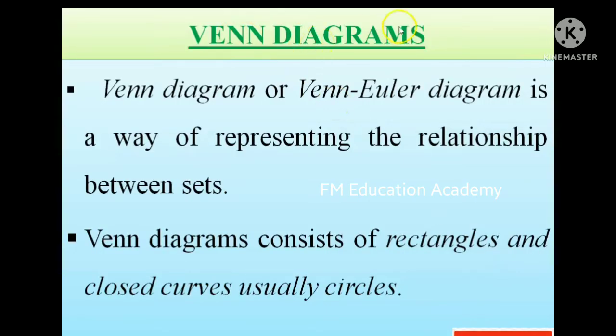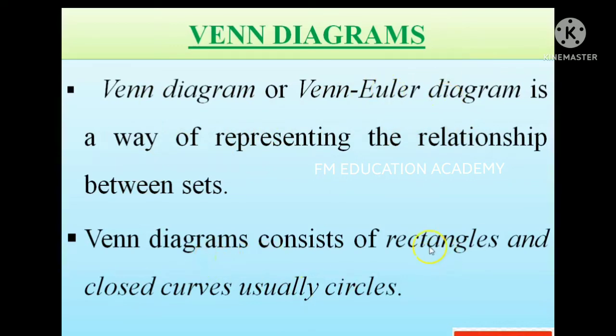So basically, what are Venn diagrams? Venn diagram is also called as Venn-Euler diagram and it is a way of representing the relationship between sets. If we want to say what is the relationship between 2 or 3 sets, we can represent that with the help of Venn diagram or Venn-Euler diagram. For example, bar graph is used to represent some data. Similarly, in order to represent the relationship between sets, we use Venn diagram or Venn-Euler diagram.